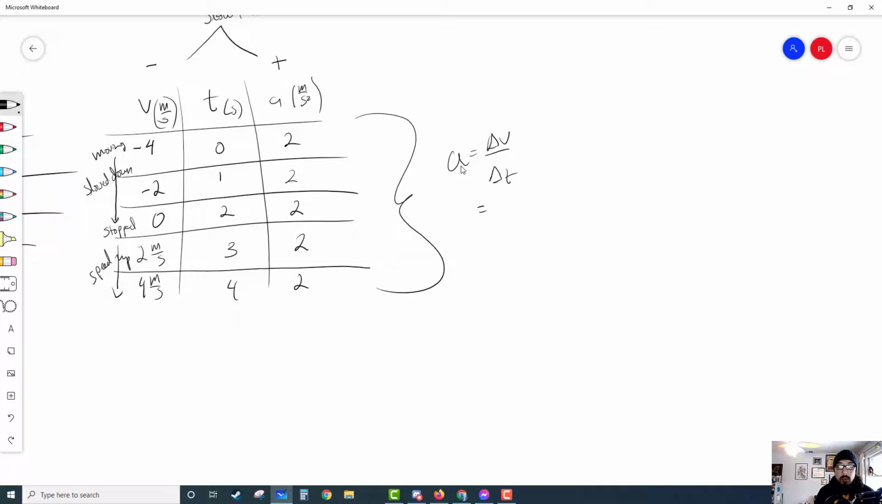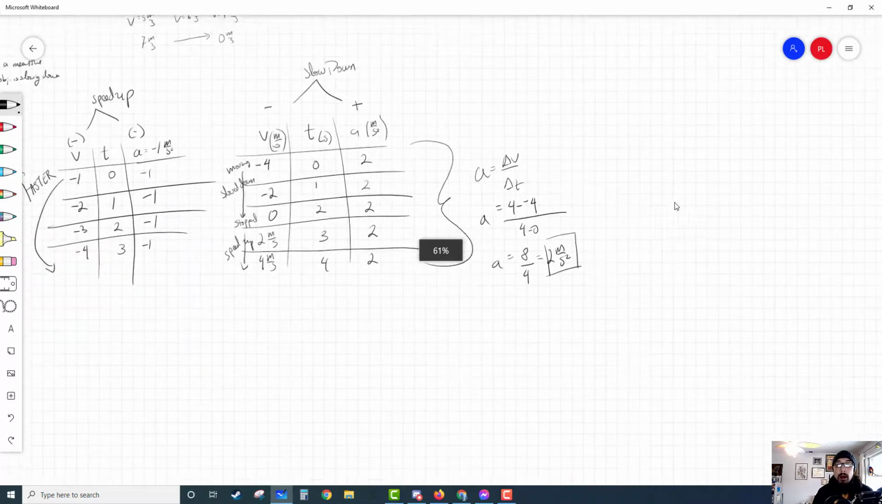All right, so we can see that our final velocity was 4, and our initial velocity was -4. Remember, it's always final velocity minus initial velocity. So 4 minus -4, all divided by the change in time, and our elapsed time was 4 minus 0. So we get 4 minus -4, which is 8, divided by 4, and our acceleration, lo and behold, is true. It's 2 meters per second squared.